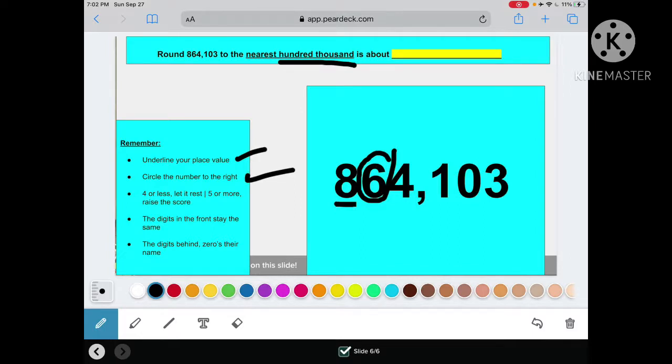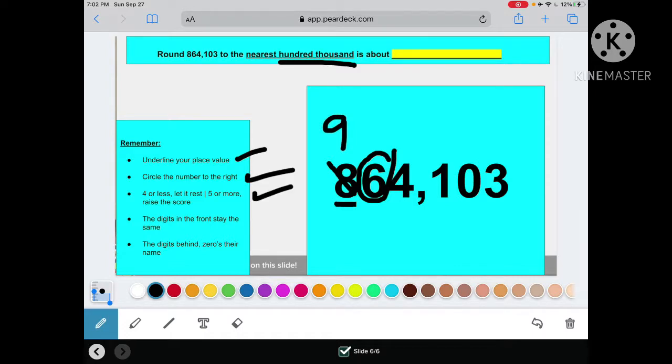4 or less, let it rest. 5 or more, raise the score. The number 6, is it 4 or less? Or is it 5 or more? That's right, it's 5 or more. So what do I need to do to that 8? Am I going to let that 8 rest, or am I going to raise the score? That's right, I'm going to raise the score. So my 8 becomes a what? Good job, it becomes a 9.